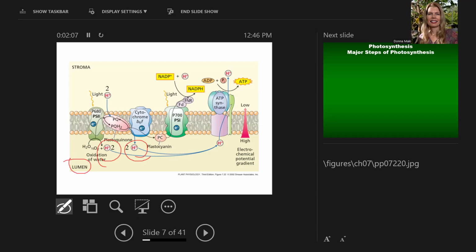You're doing a similar thing in your mitochondria right now. It's just, unfortunately, we can't use light energy. We can't do that. We have to eat something. That's our energy source.